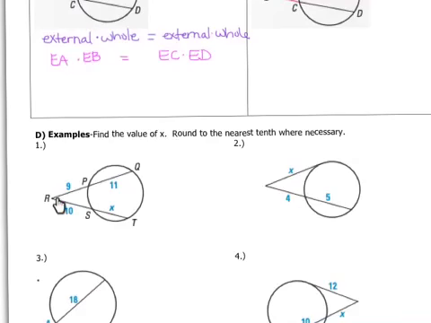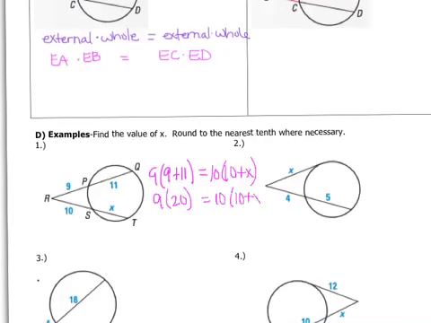So let's start on one side. We have the external part, which is 9, times the whole segment, so that's the 9 plus 11. That's equal to the same thing on the other side. So the external part, 10, times the whole thing. So that's 10 plus x. And then we'll use our algebra to solve. 9 plus 11 is 20, so 9 times 20 is equal to 10 times 10 plus x.